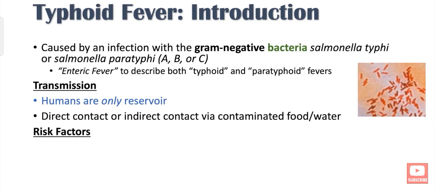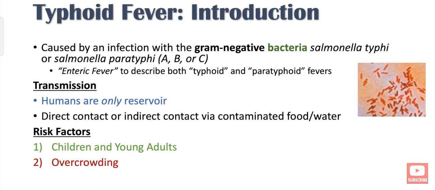Now, the risk factors for contracting typhoid fever include being a child or young adult. Children and young adults are more susceptible to typhoid fever. Another one is overcrowding. So you can imagine if there's lots of people, if anybody's infected, they can easily transmit it through direct or indirect contact. And poor sanitation is also another risk factor. So again, through contaminated food and water, if there's poor sanitation with regards to the food or water, it's easier to transmit this.